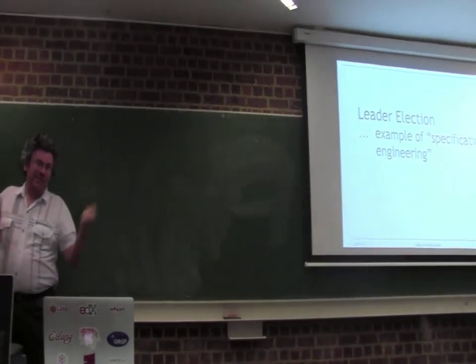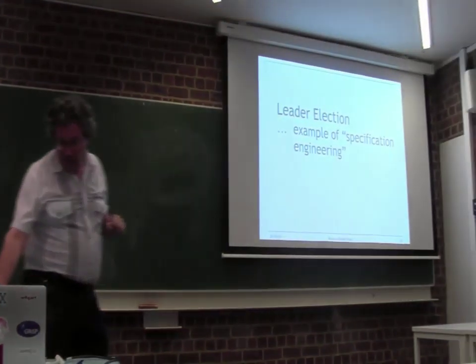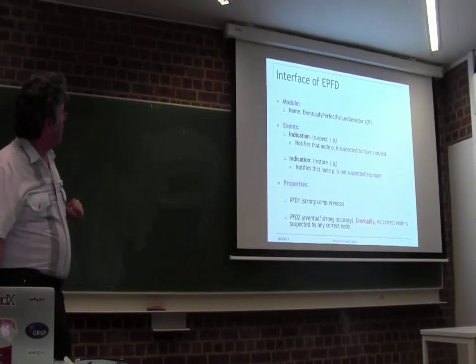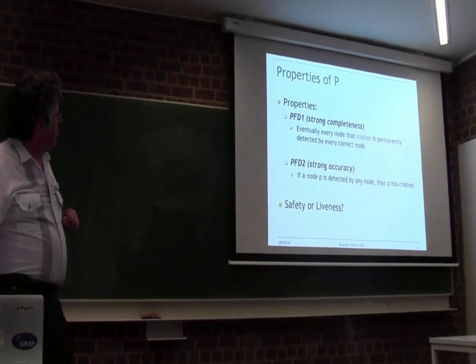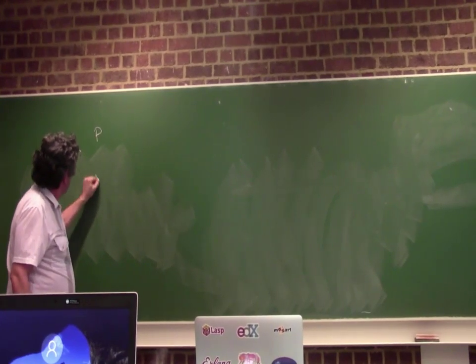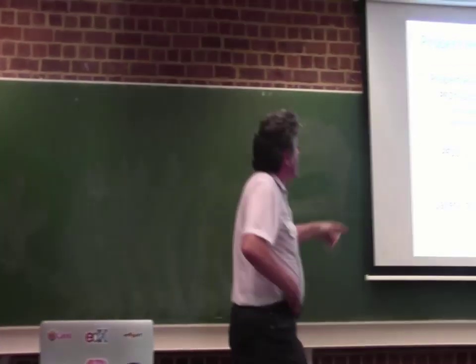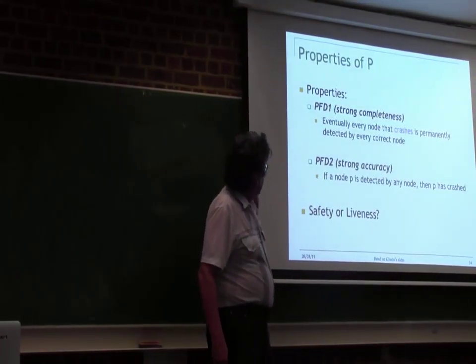How do you create these specifications with different properties? So last week we saw the perfect failure detector and the eventually perfect failure detector, P and eventually P. And P has two properties. This is the specification of the perfect failure detector.